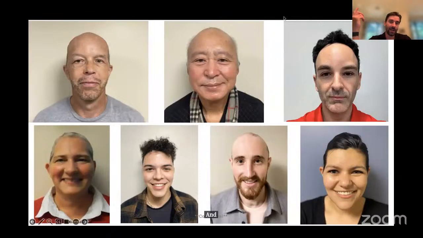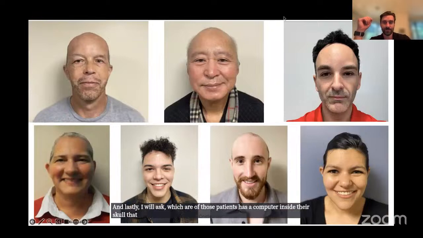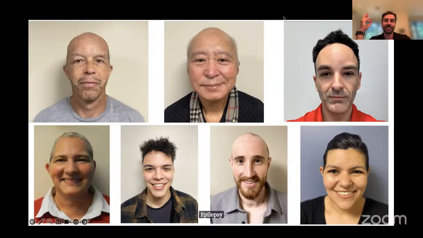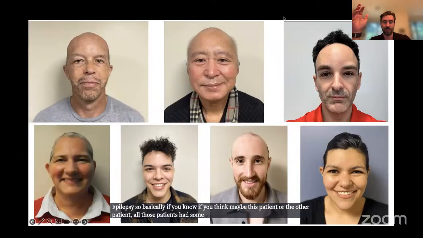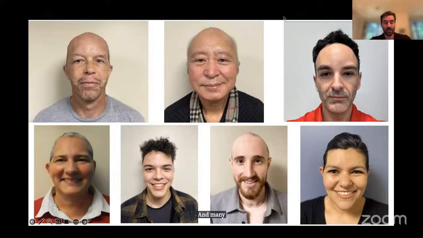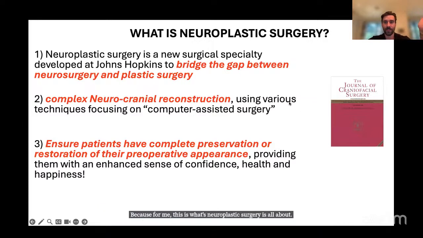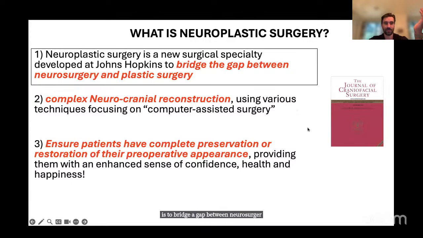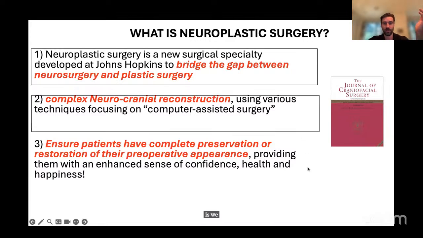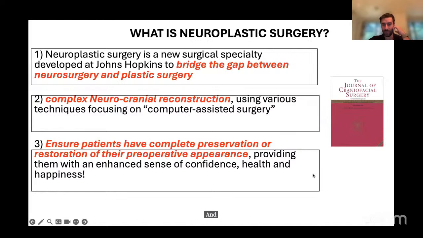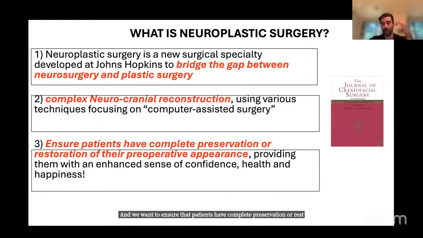And lastly, I will ask which one of those patients has a computer inside their skull monitoring epilepsy. So basically, if you think maybe this patient or the other patient, all those patients had some sort of cranial-specific implants made of acrylics or mesh, and many of them had multiple injuries and traumas. So you would ask me, why do you show this picture? Because for me, this is what neuroplastic surgery is all about: to bridge a gap between neurosurgery and plastic surgery. We're dealing with complex neurocranial reconstruction, and we want to ensure that patients have complete preservation or restoration of the preoperative appearance.